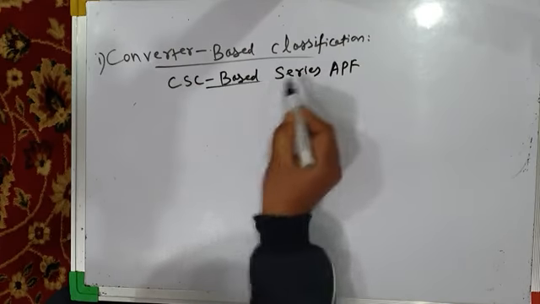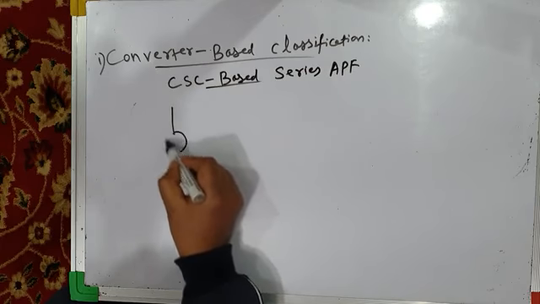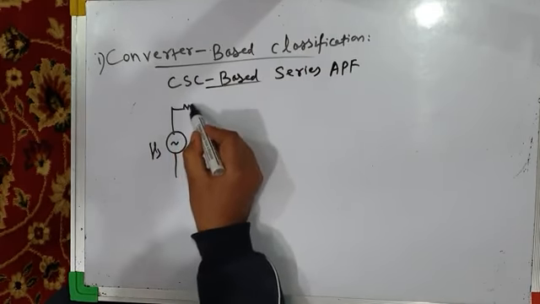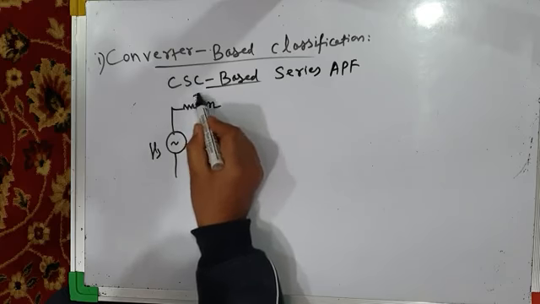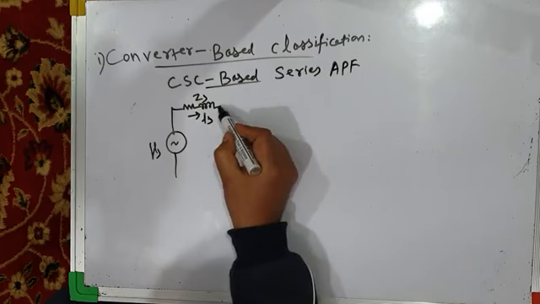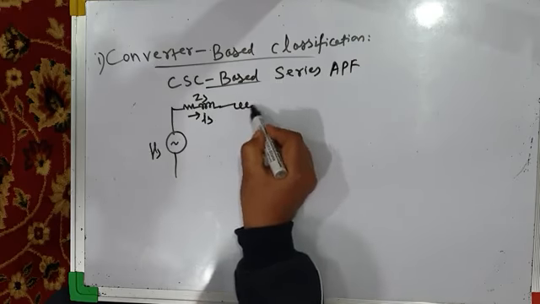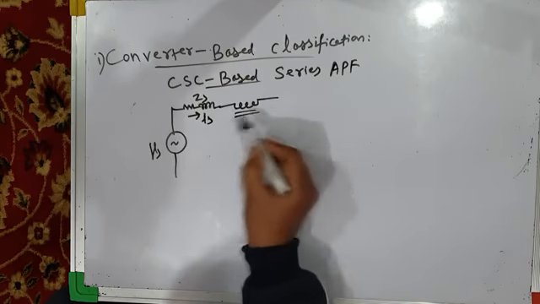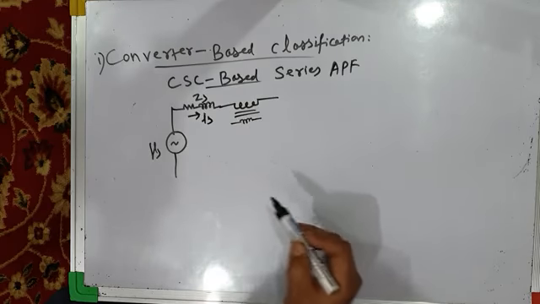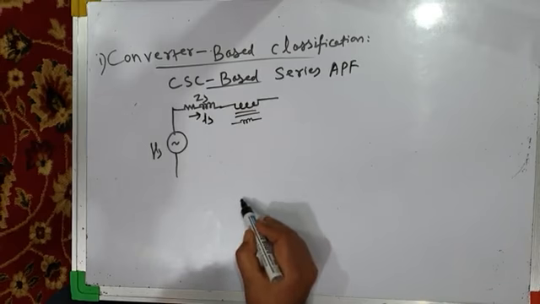Let me show you. This is the source voltage. This is source or feeder impedance ZS. This is source current IS. And then we have DVR, this series active power filter connected here. Let me show you the diagram.